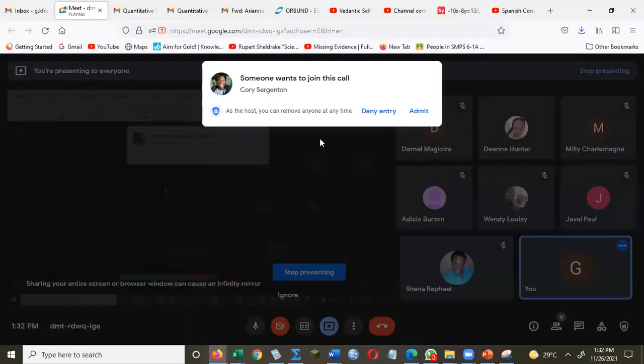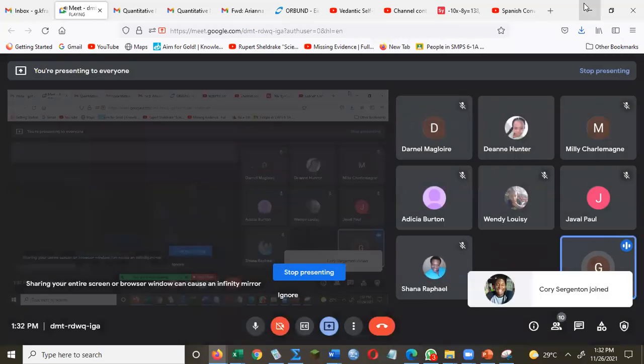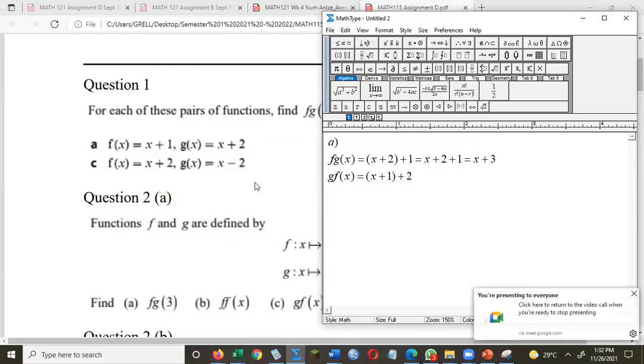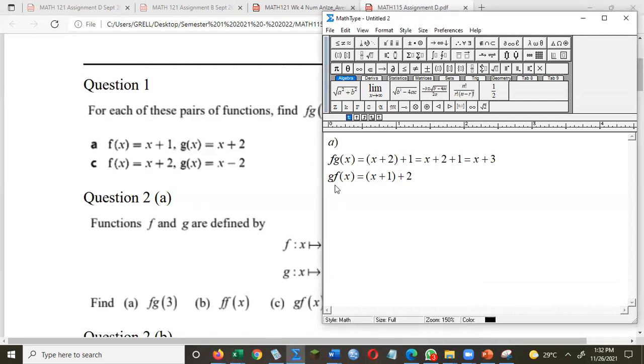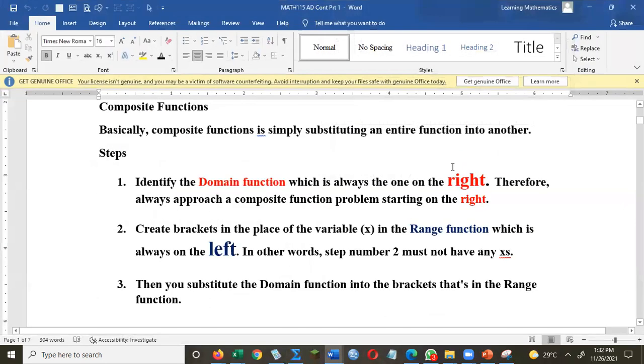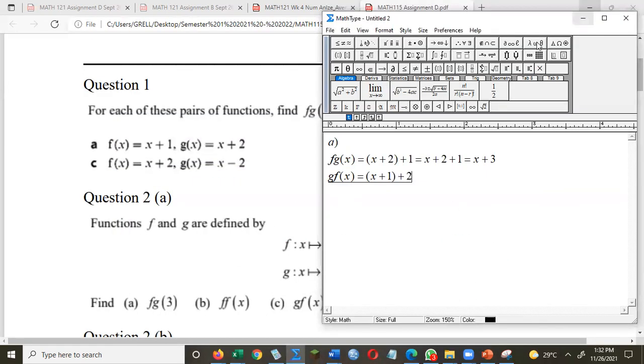The persons that are joining, we are clarifying the question. A student is asking for question number 1 on composite functions. We started already, and we are doing gf of x. From the 3-step process, you always start from the right. So if you want to find gf, you start from the right, and the first thing you see is f. F is the domain function. You grab all of f in a bracket and you put it into g, and then you have a plus 2.